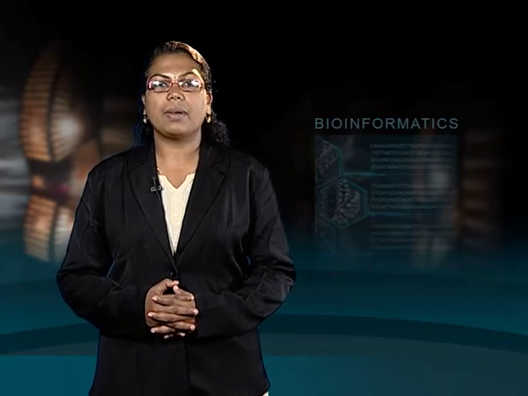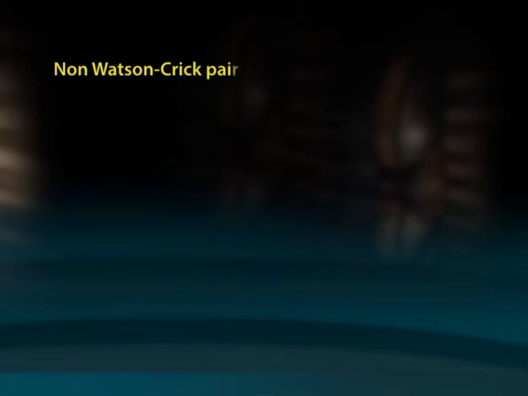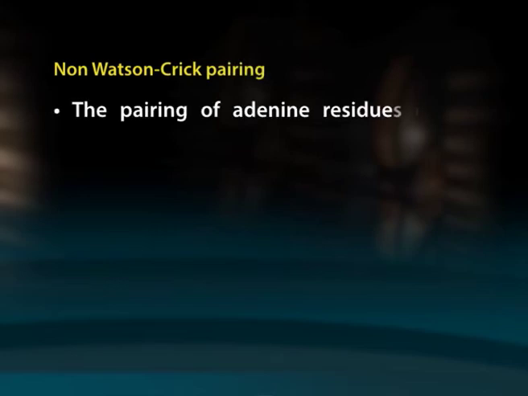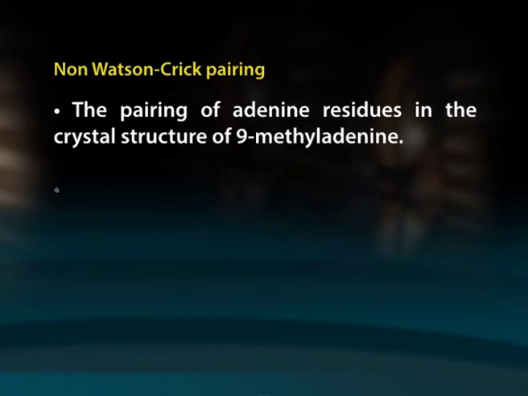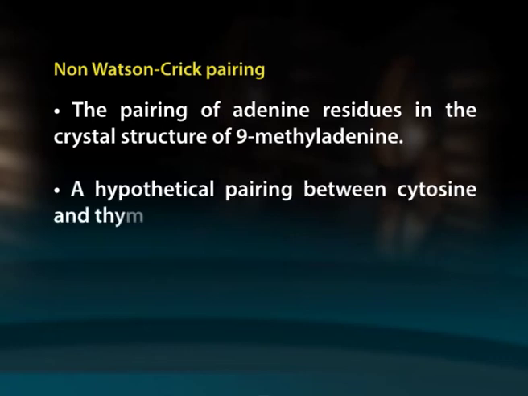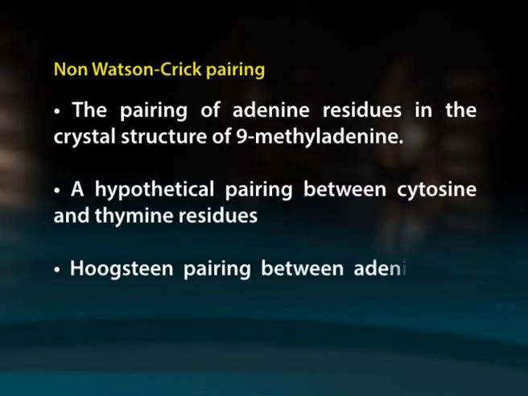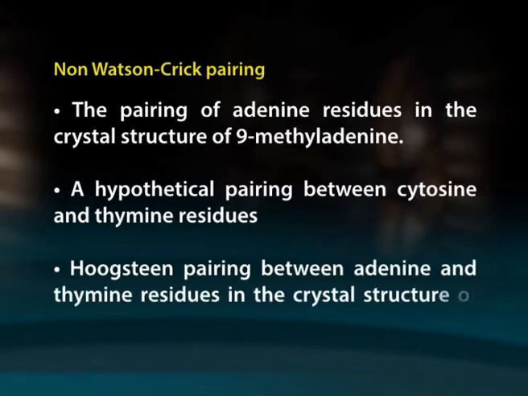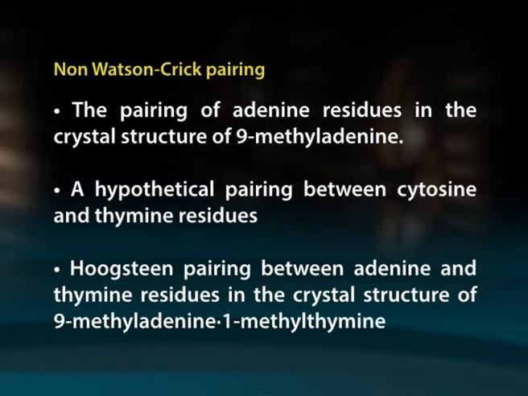Unlike the majority of DNA structures in bulk that are stabilized by canonical Watson-Crick base pairing between adenine, thymine and guanine, cytosine, those adsorbed on surfaces are often stabilized by non-canonical base pairing, quartet formation and base surface stacking. Most commonly seen non-Watson-Crick pairing is the pairing of adenine residues in the crystal structure of 9-methyladenine, a hypothetical pairing between cytosine and thymine residues, Hoogsteen pairing between adenine and thymine residues in the crystal structure of 9-methyladenine, 1-methylthymine.